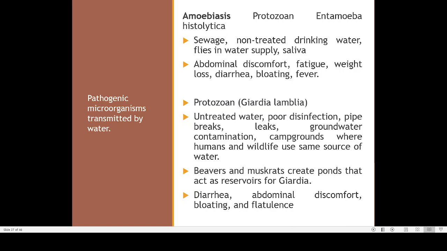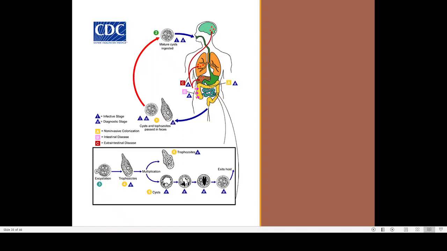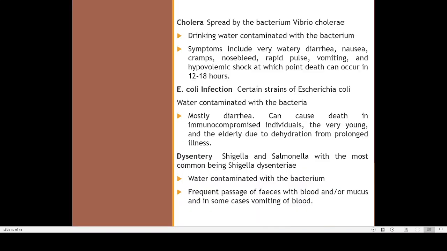So these two, amoebiasis, Entamoeba histolytica and Giardia lamblia, are the two diseases which we have studied in our previous class. And today we will focus on these three. One is cholera, and second one is the E. coli infection, and third is the dysentery.